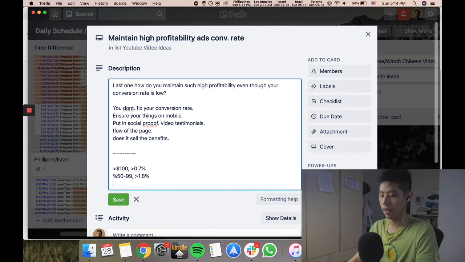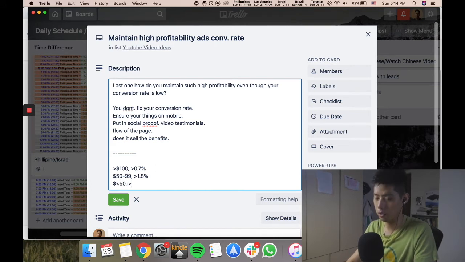And then anything under that, the dollar amount basically, anything $50 and below, you really must try to aim for 3% and up. Otherwise, it's very hard for you to be profitable.